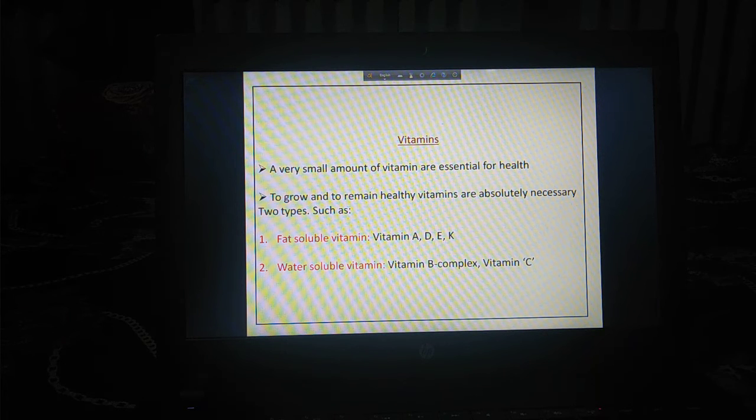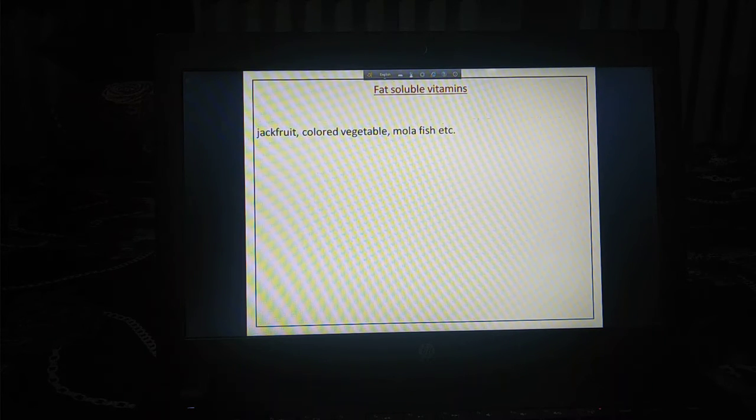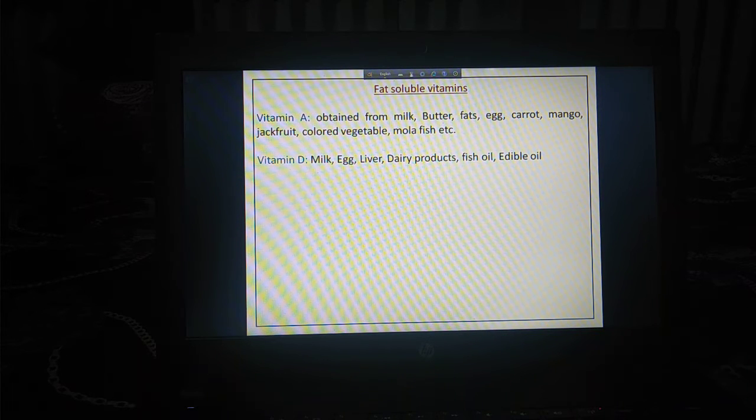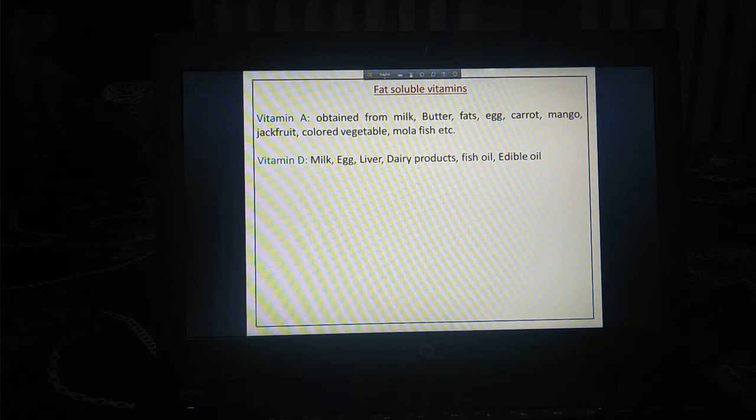Now water soluble vitamin, vitamin B complex and vitamin C mainly soluble in water. Now fat soluble vitamins. Vitamin A. So from where can you get vitamin A? From milk, butter, fat, egg, carrot, mango, jackfruit, colored vegetable, mollusk, etc.